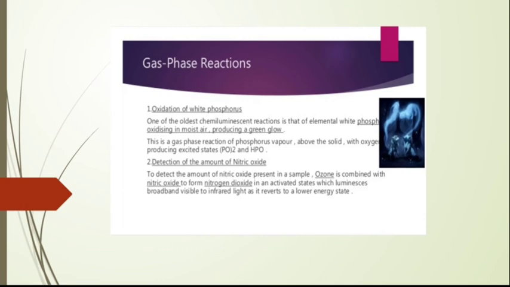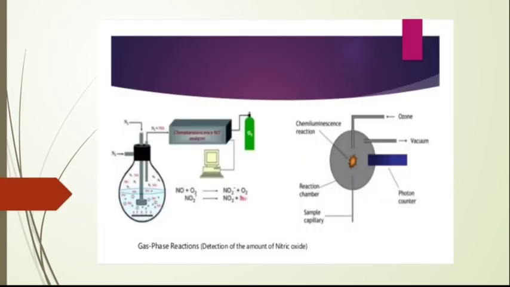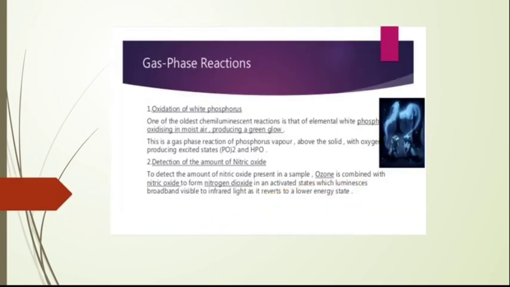To detect the amount of nitric oxide present in a sample, ozone is combined with nitric oxide to form nitrogen dioxide in an activated state, which luminesces broadband visible to infrared light as it reverts to a lower energy state. Initially NO reacts with O3, going to the excited state NO2 star plus O2, and when NO2 star comes to the ground state, NO2 is formed and light is emitted in the visible region or in the IR region.